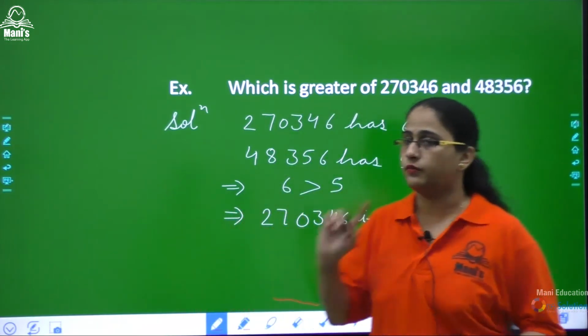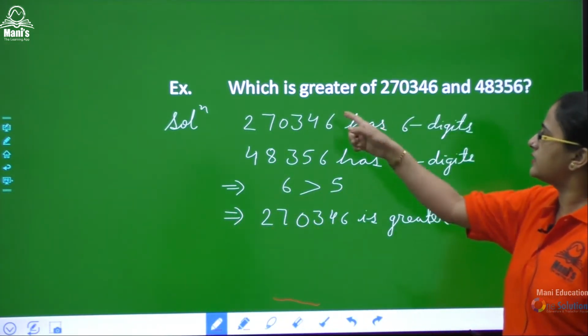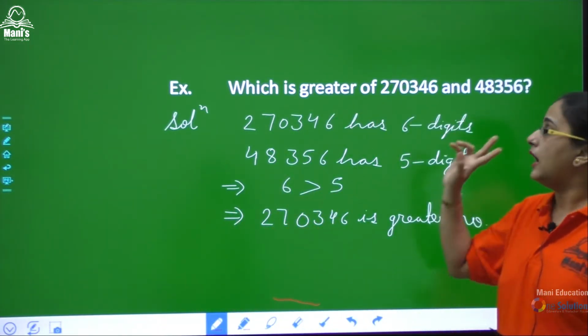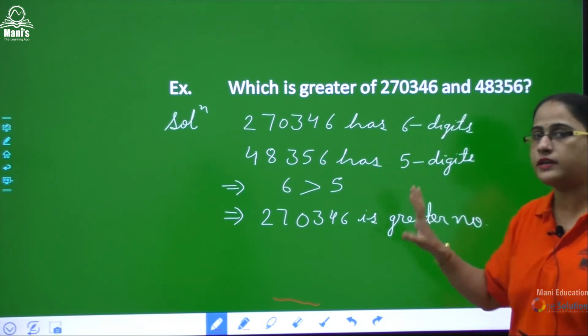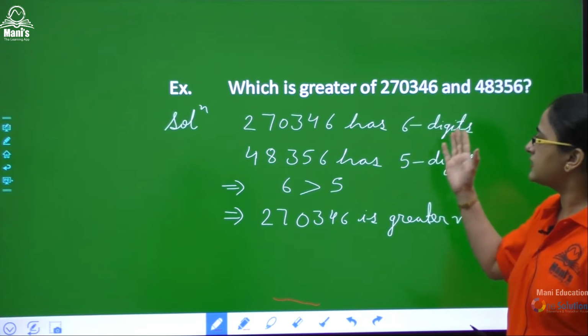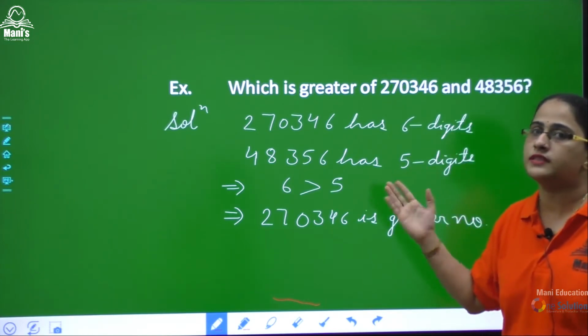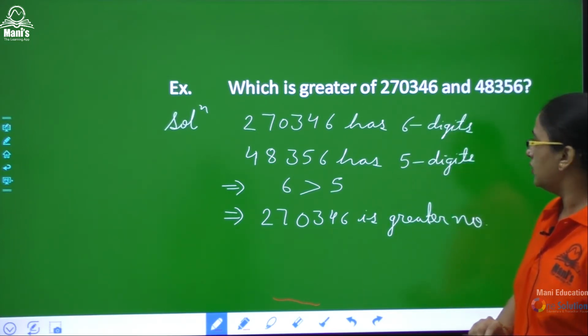Understood, students? One more time I am explaining to you. There are two numbers given, and first of all we have to count the digits. If the digits are different, then we can say that the one containing more digits is the greater number. Okay?